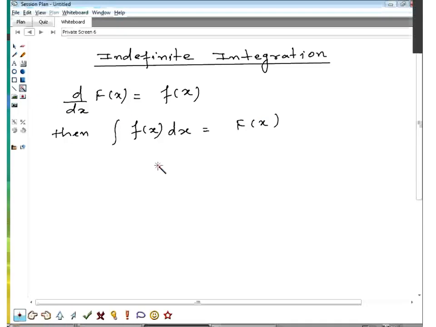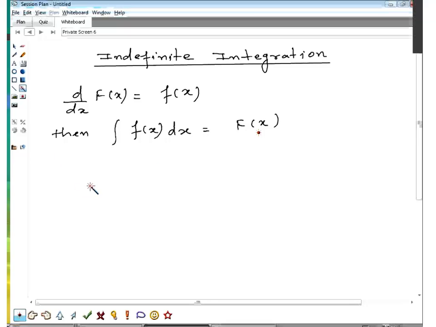Think of the opposite of derivative. Derivative of this is this. So the antiderivative of f(x), small f, would be this capital F(x). So this is the antiderivative type of definition, or understanding it as an inverse process of differentiation.